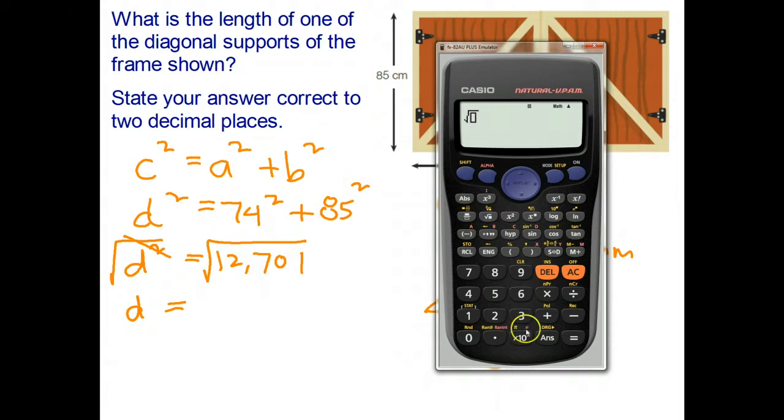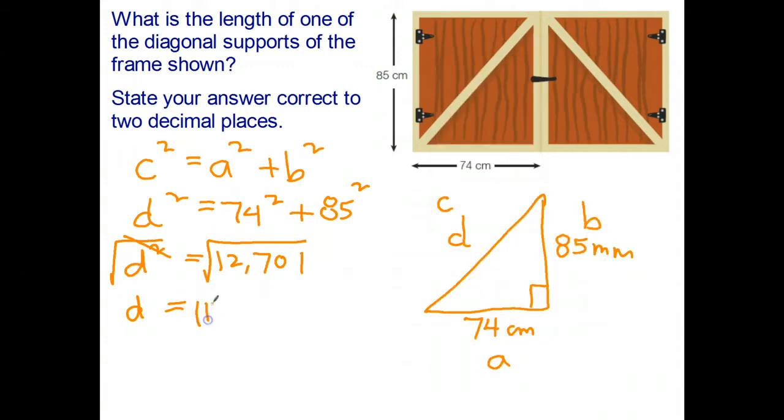So square root of answer. And I get 112.698, so the 69 has to round up to a 70 because of that 8 in the 3rd decimal place. So 112.70. And that's in centimeters. By the way, it's a good idea to leave that 0 in your answer, just because you're showing that you've actually rounded off accurately to the nearest 100th of a centimeter and not just a 1/10 of a centimeter.